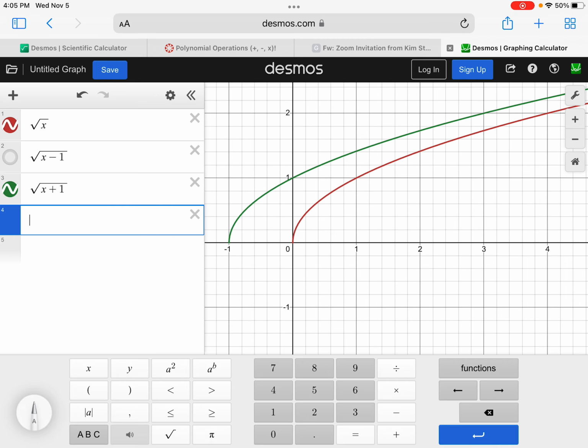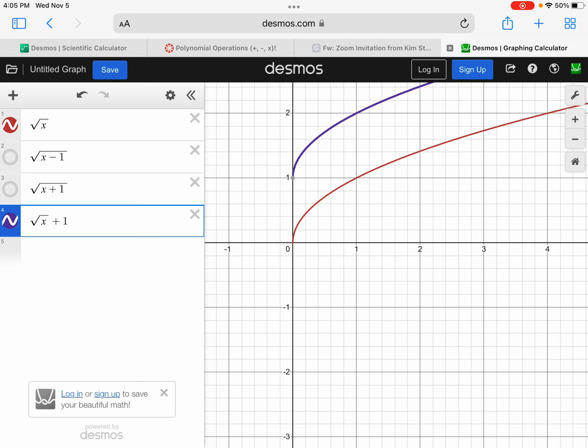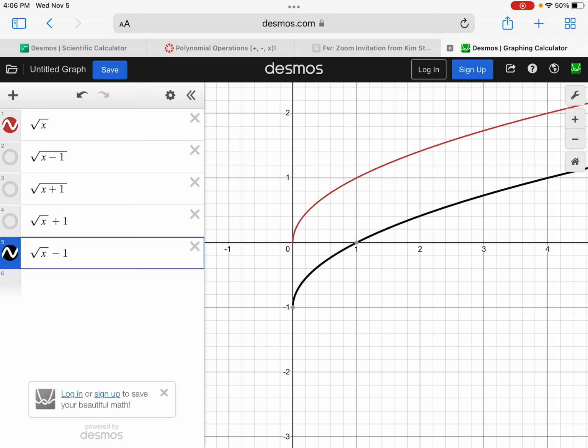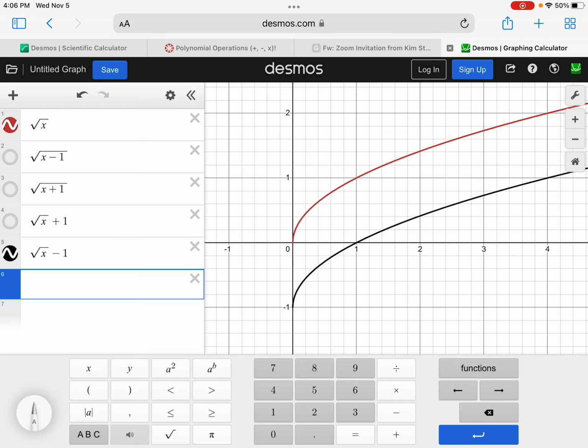Let's do the square root of x, but we tap over here, we're going to do a plus 1 outside of it. Well, you can see that from the red to the purple, it got raised up by 1 unit. And for the same reason, if we do the square root of x minus 1, it's going to drop it down 1 unit.